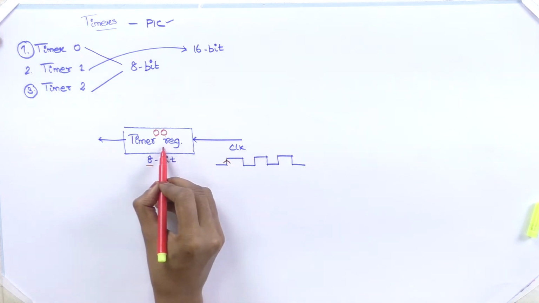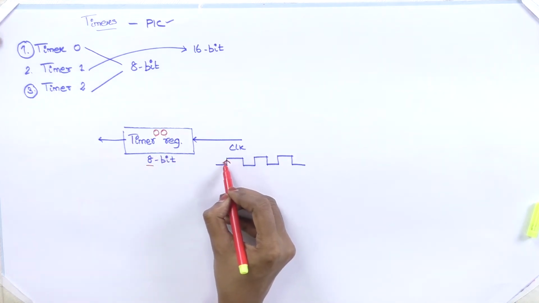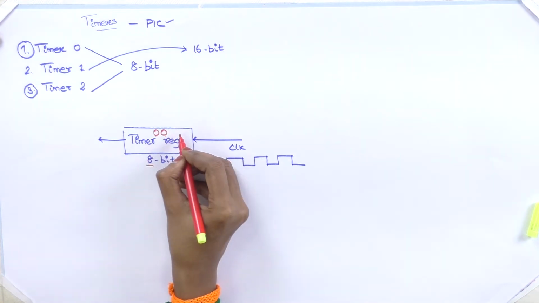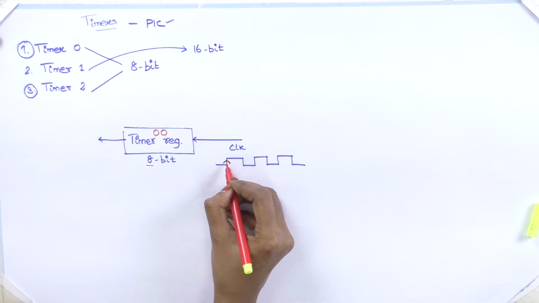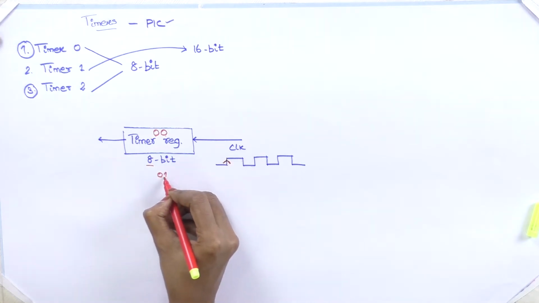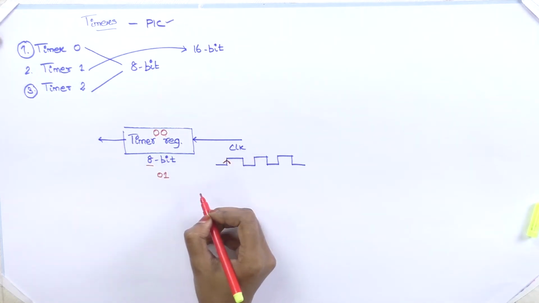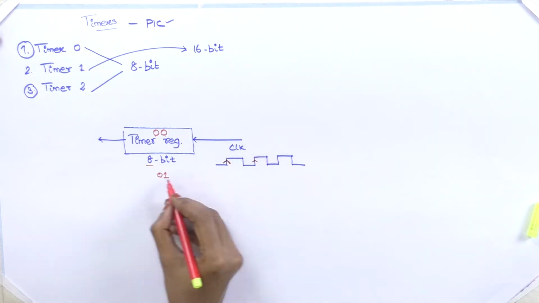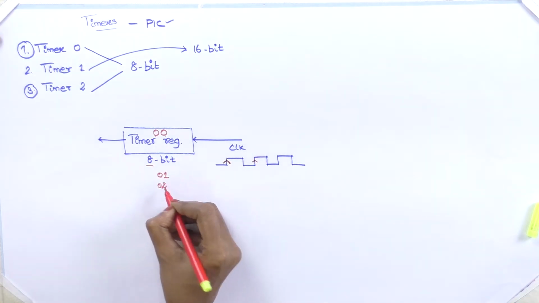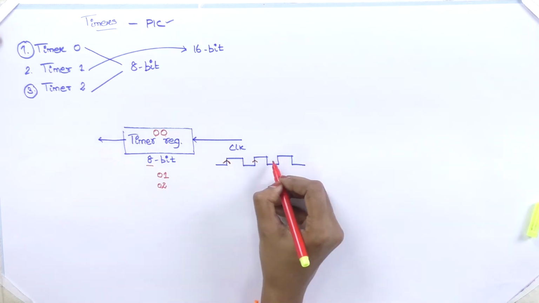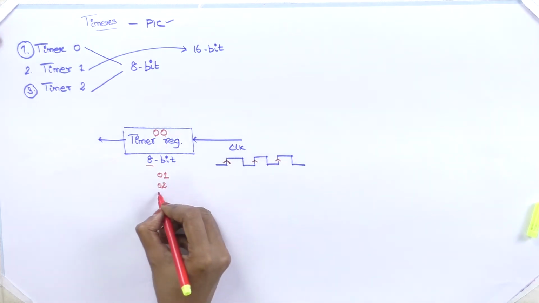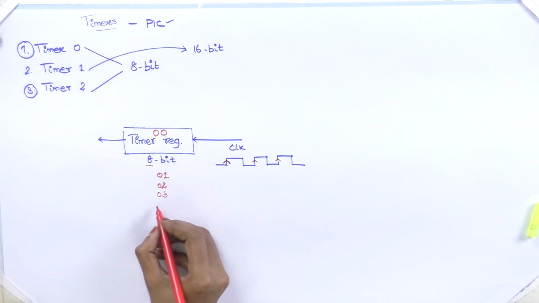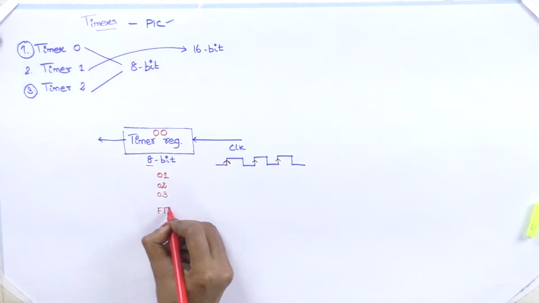Whenever the timer register receives a signal with a rising edge, it will count, that means it will increment by 1. So now the 00 will increment to 01 when it receives the first rising edge. Then the second rising edge will come, and at that time the 01 will be incremented to 02. When it receives the third rising edge, it will increment to 03. So this process will continue until it reaches its maximum value, FF.